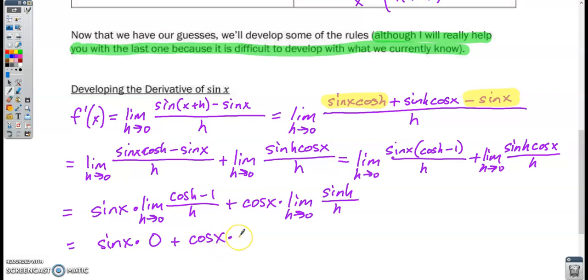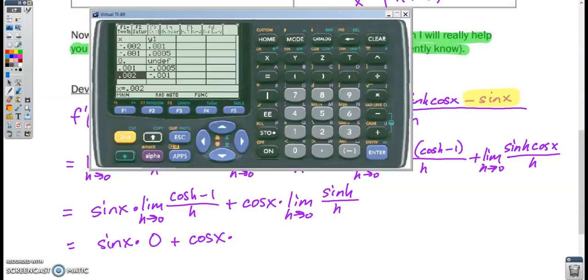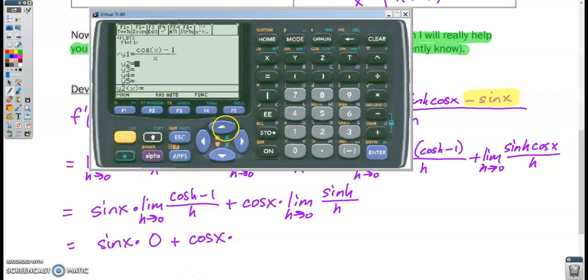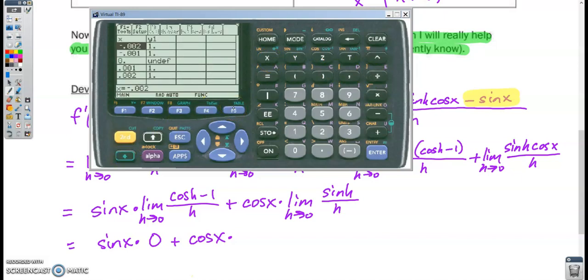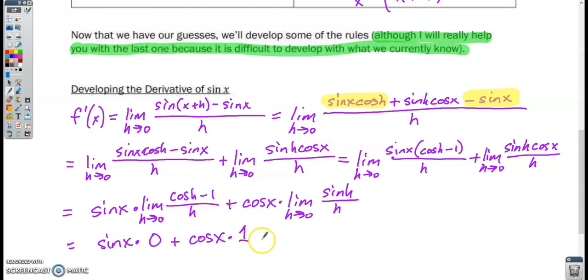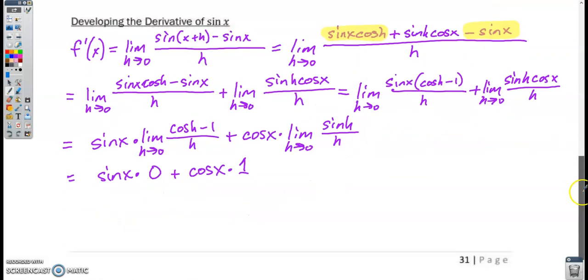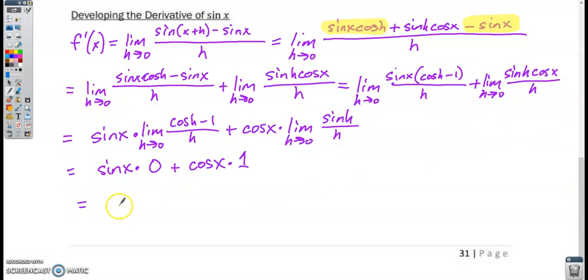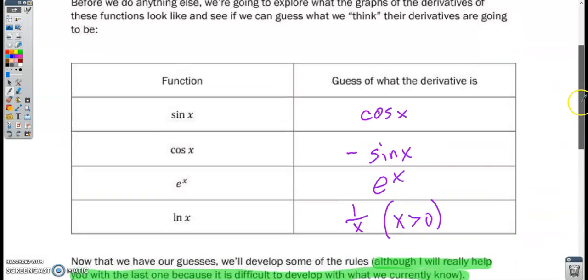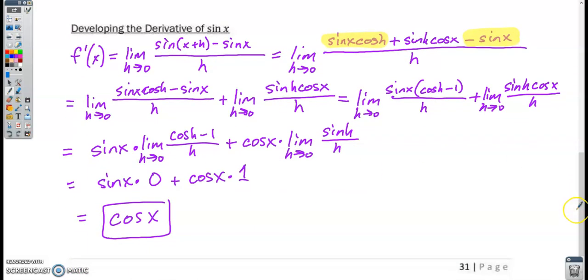And the other limit, the limit as h approaches 0 of sine of h over h, is one that everybody should know. But if you don't, like I said, this is one of those limits that everybody should know: the limit as x approaches 0 of sine of x over x. That limit approaches 1, and so we've got sine of x times 0 plus cosine of x times 1. That tells us that the derivative here is cosine of x. And lo and behold, that matches our derivative that we guessed.